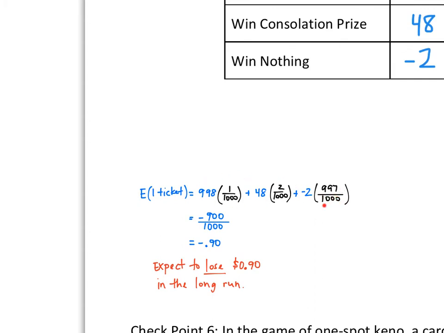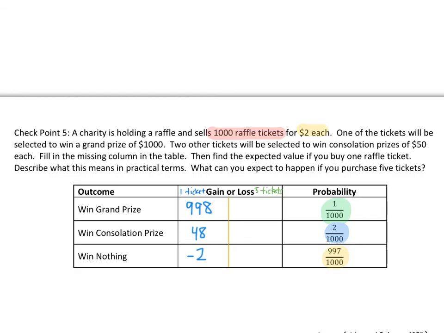When we multiply and add those together, we end up with negative 0.90. So what does this mean? It means in the long run, we should expect to lose 90 cents. Okay? Now what I want you to do is fill out this column if you were to buy 5 tickets. So think about what 5 tickets cost you at $2 each. If you win the grand prize, how much are you gaining? If you win the consolation prize, how much are you gaining? If you don't win, how much are you losing? Pause the video, fill out that column and check back.